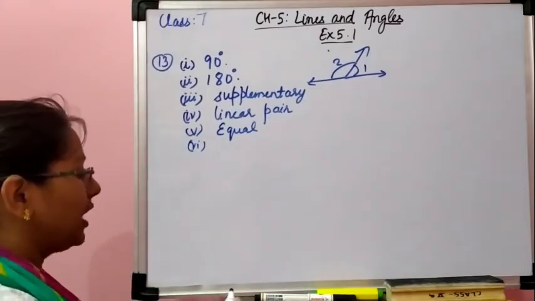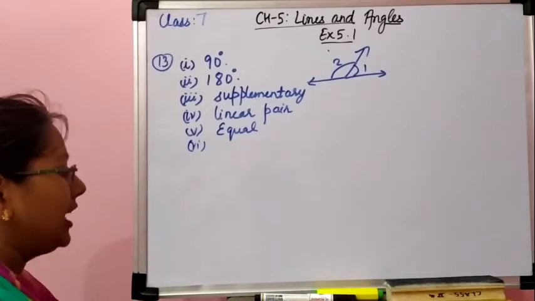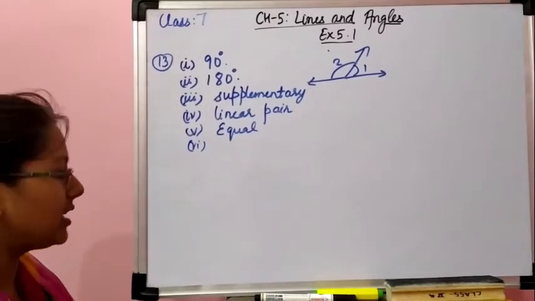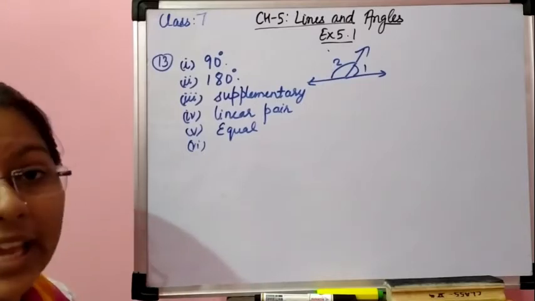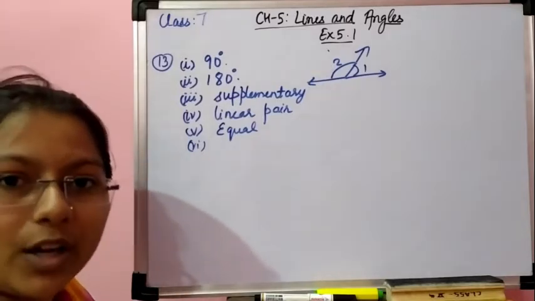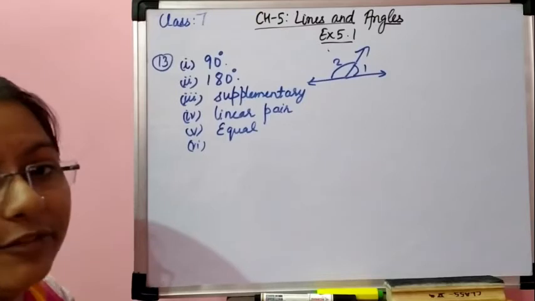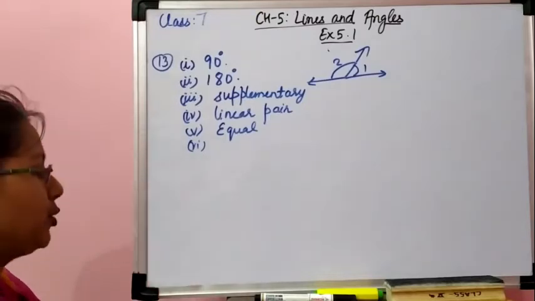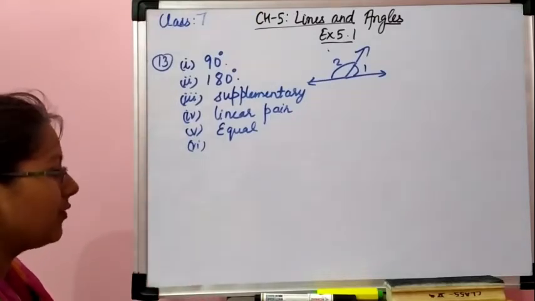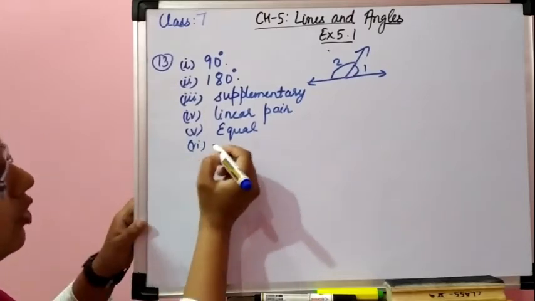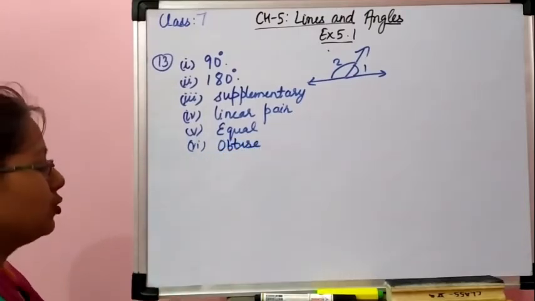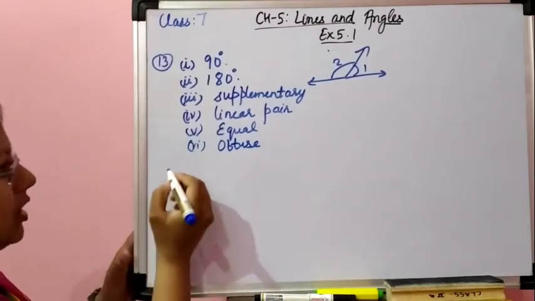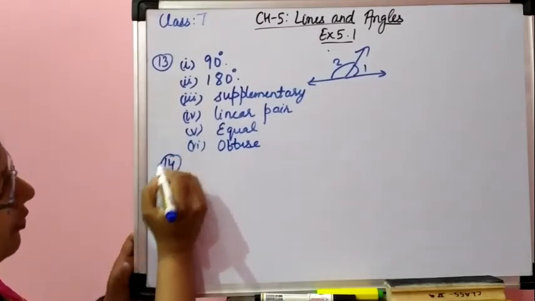Last one, if two lines intersect at a point and if one pair of vertically opposite angles are acute angles. I have told you many times, when two lines are intersecting, we have one pair of acute angles and one pair of obtuse angles. So in this way the vertically opposite angles are obtuse. अगर एक acute है तो दूसरे क्या होंगे? Obtuse.